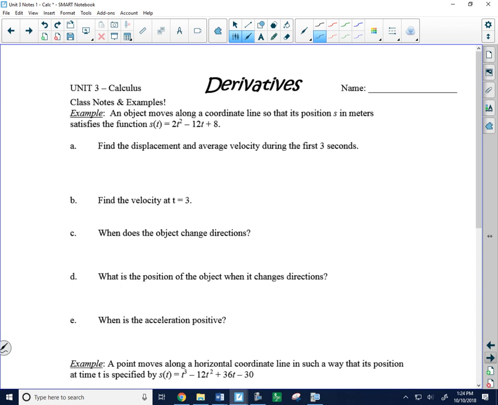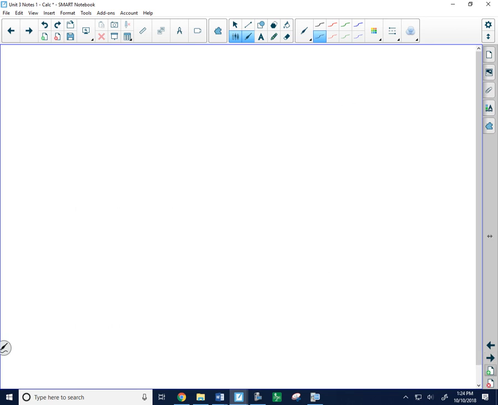So on the next page, an object moves along a coordinate line, so its position s in meters satisfies this function. Because for now, they basically have to give you a starting function for these. That models this object. I want to ask you this in physics too, if you did this. Basically, usually it's a point. They say an object or a point. It's moving back and forth along a line. It might go backwards this way, or it might go forwards.